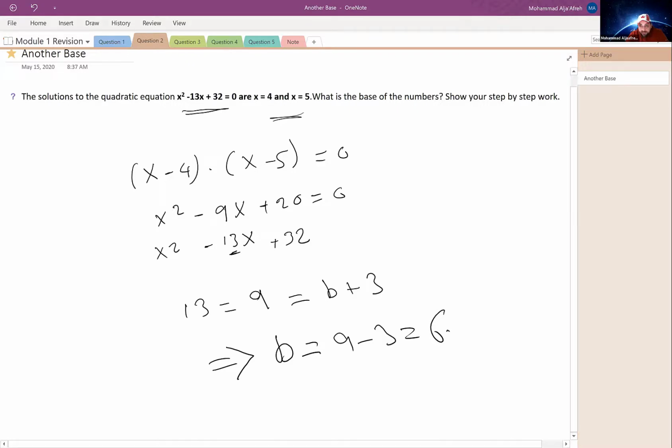How can 9 equal 13? So this is a combination of what we did before. 13 equal to 9: this is the base to power 1 plus 3 multiplied by the base to power 0 equal to 9. All right? So this is the base plus 3 equal to 9. So B will be equal to 6. Is that clear?